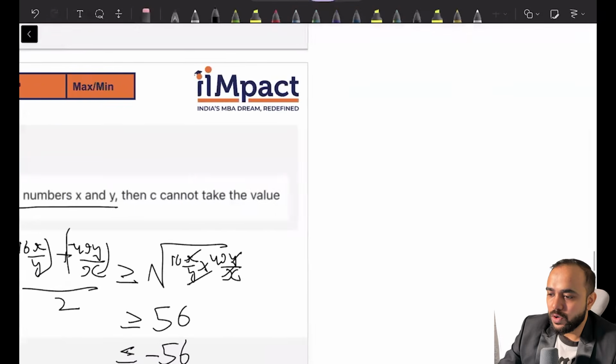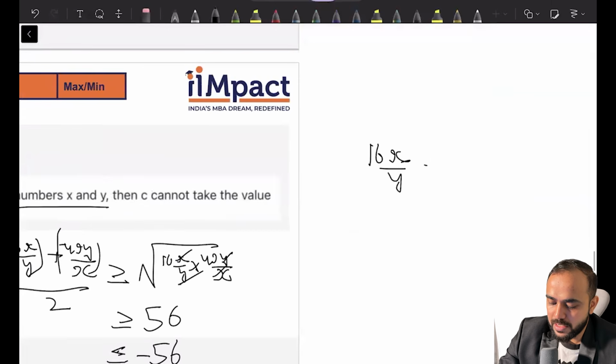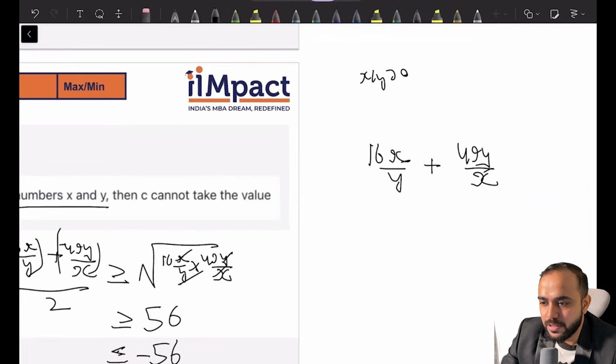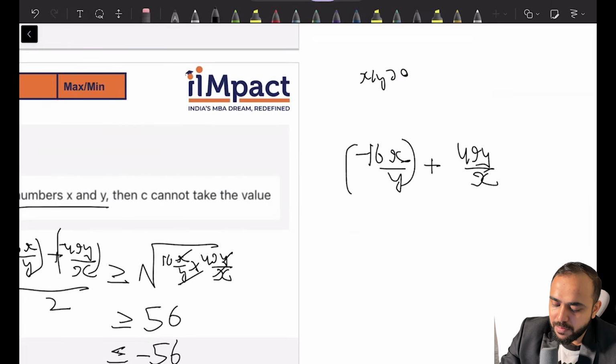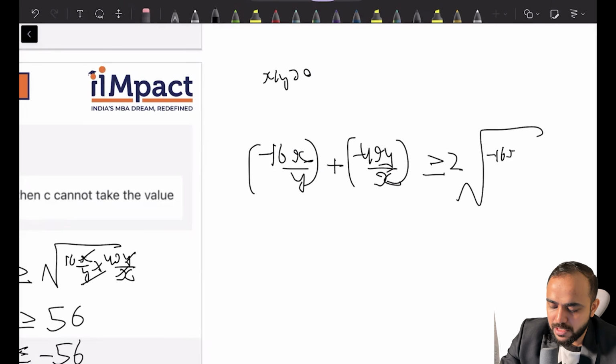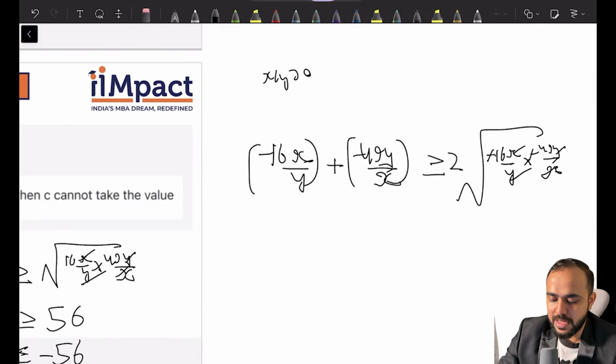So what we actually did was, I want to write this for 16x by y plus 49y by x. Now I know that x by y is negative, because the x by y greater than 0 case I have already covered. So in the negative case I can't apply AM-GM, let me multiply it with minus 1. Correct. I will write my AM-GM for this. So minus 16x by y, which is positive, plus minus 49y by x, which is positive, will be greater than or equal to 2 root minus 16x by y into minus 49y by x. Y cancels, x cancels, minus minus cancels. Greater than or equal to 56 is this term.